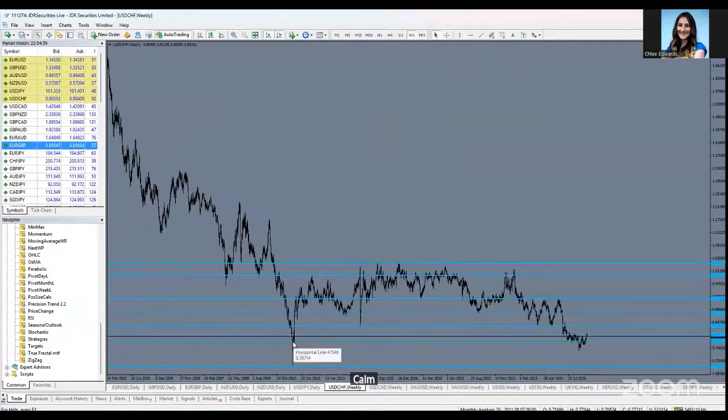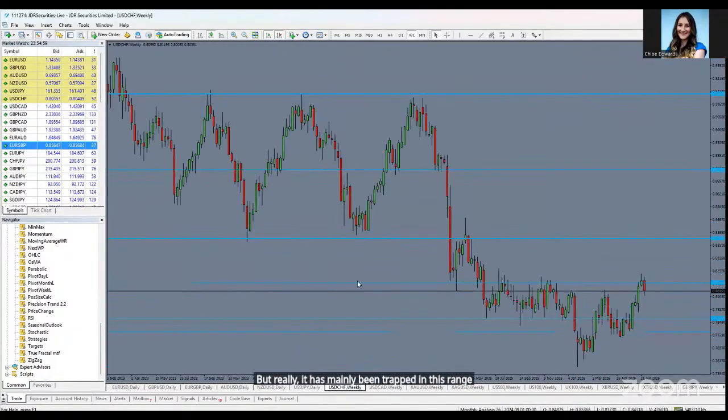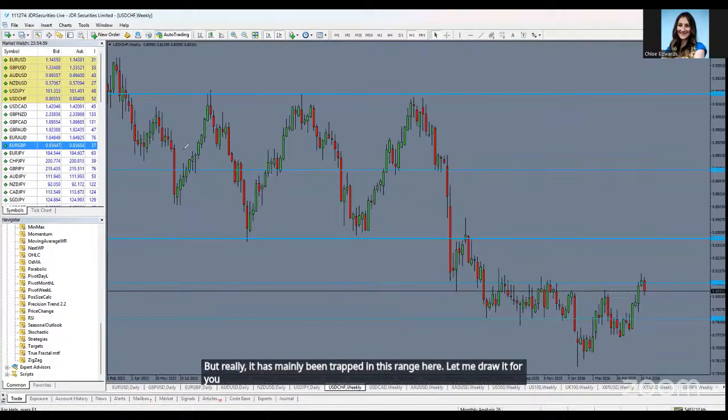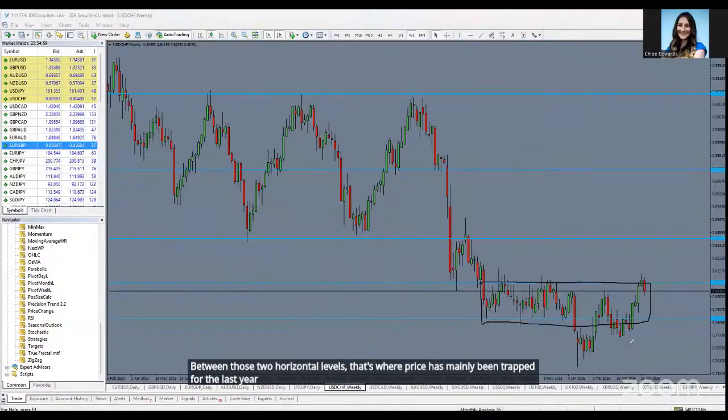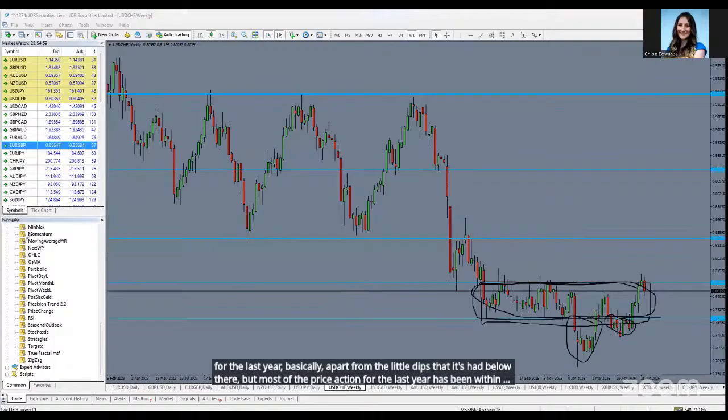So this horizontal level here, price has been beneath there recently. But really it has mainly been trapped in this range here. Let me draw it for you, just to be clear. So this range here, between those two horizontal levels, that's where price has mainly been trapped for the last year, basically, apart from the little dips that it's had below there.